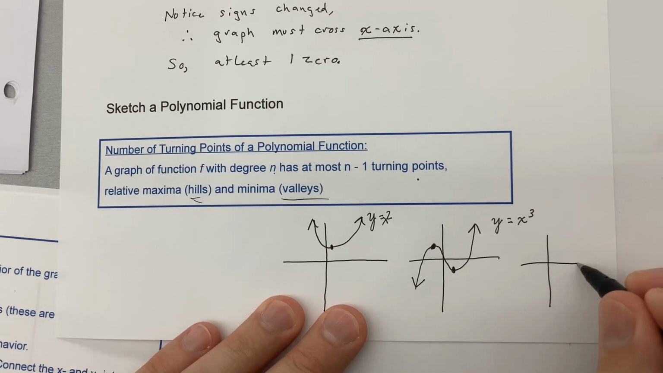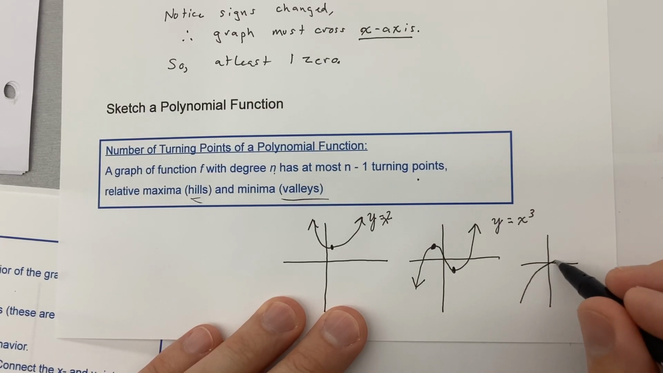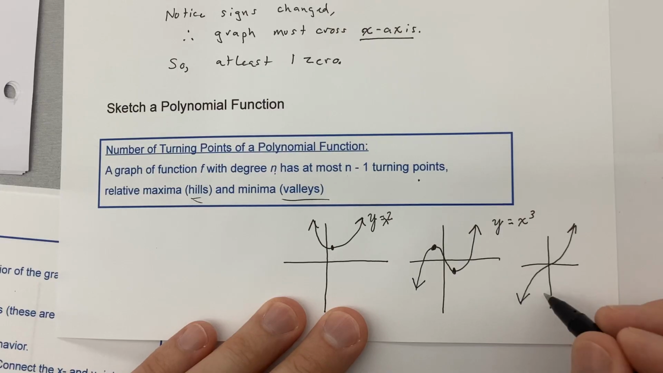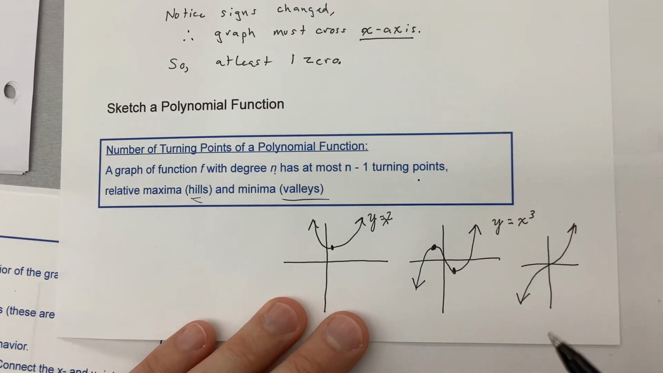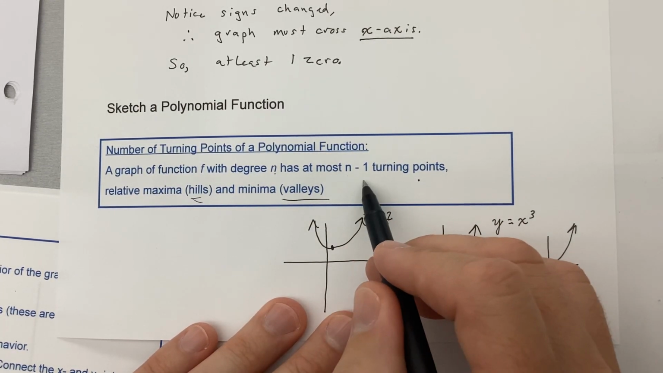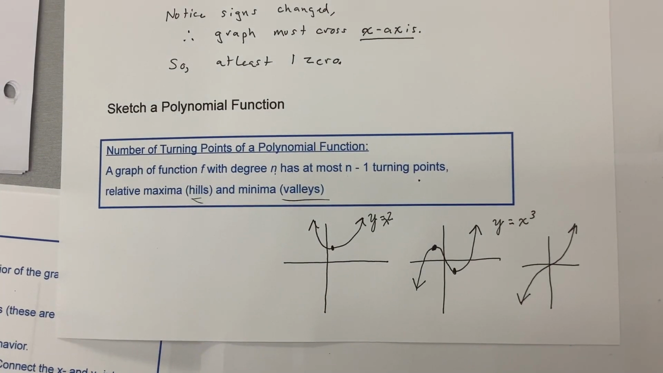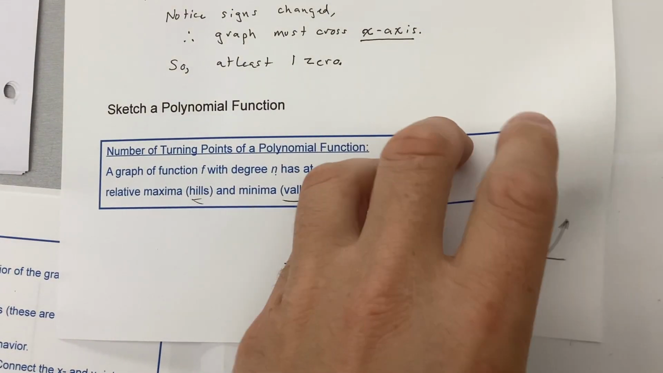Sometimes you could have it where this is actually a cubic function too. Notice really no turning points, but again, this rule just stipulates at most n minus 1. So it's not going to tell us exactly how many, but we know it's never going to exceed the n minus 1 value. Good on that. So we're going to keep that in mind as we go into it.